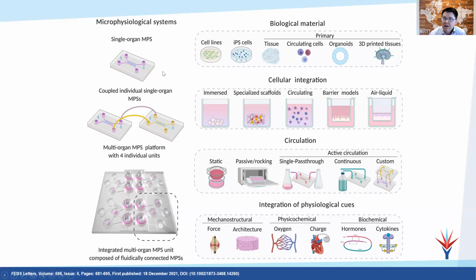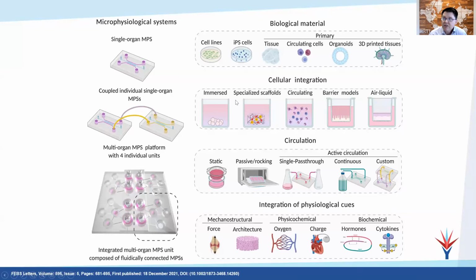So as you can see here, we have the single organ MPS. We can couple two together and have a multi-organ. So then we can go from two, we can combine two, we can get four. Now, for biological material, what are the possibilities that we could use? What could we use? Well, we could use cell lines. We could even go up to tissues, circulating cells, organoids. And we could go to the most complex right now, which are 3D printed tissues.